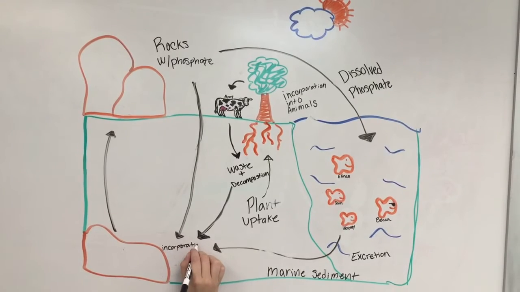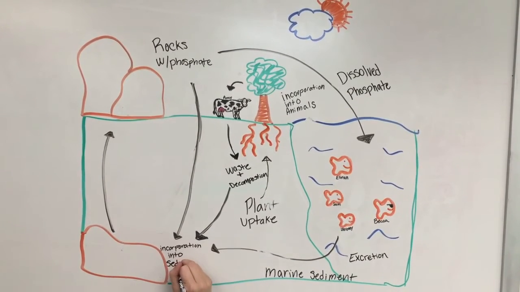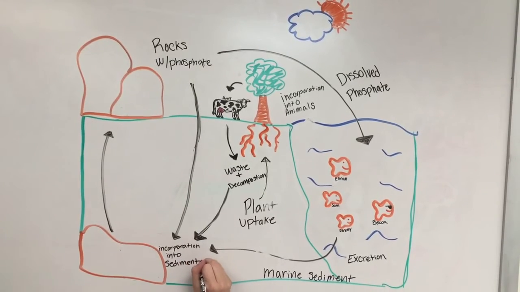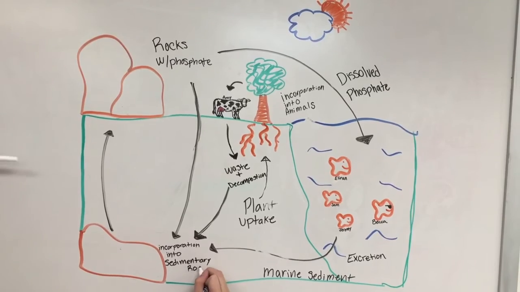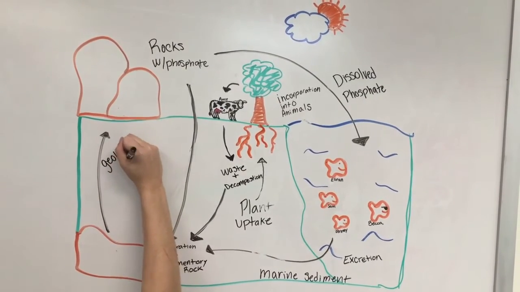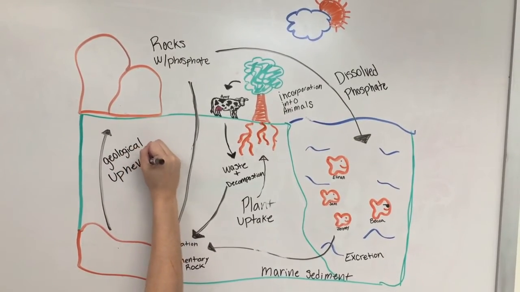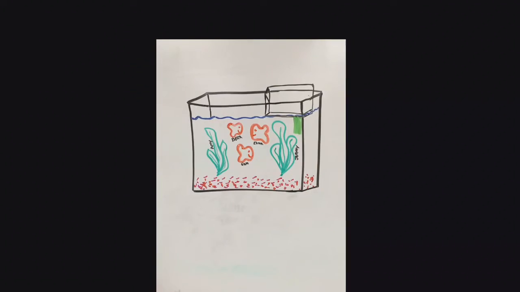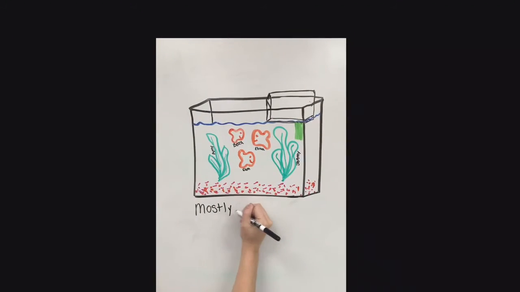All of that goes down with the marine sediment and everything, and turns back into big underground rocks that are made of phosphate, and they're called sedimentary rocks. And then those rocks go back up to the surface through a process called geological upheaval, which is basically the rocks moving up from the Earth's crust, or towards the Earth's crust.